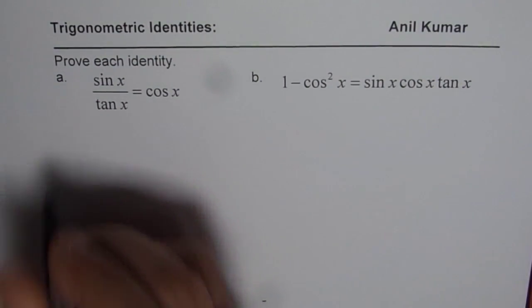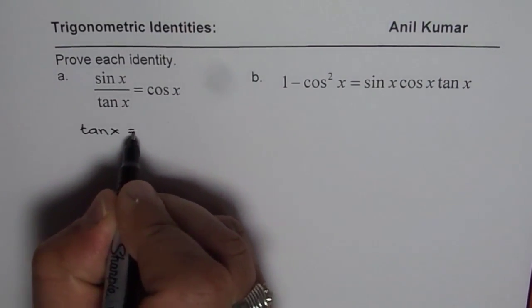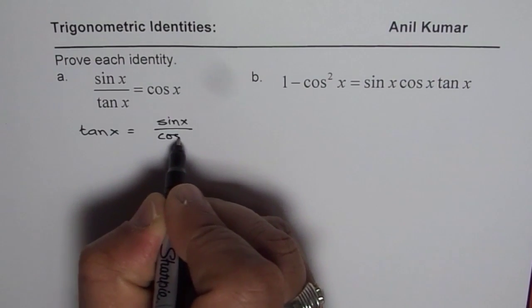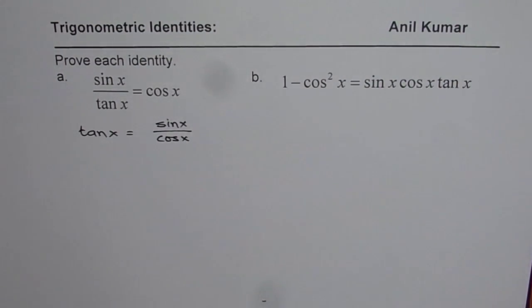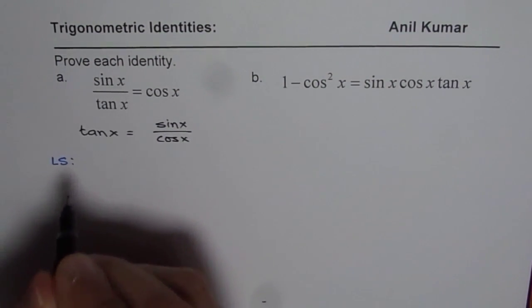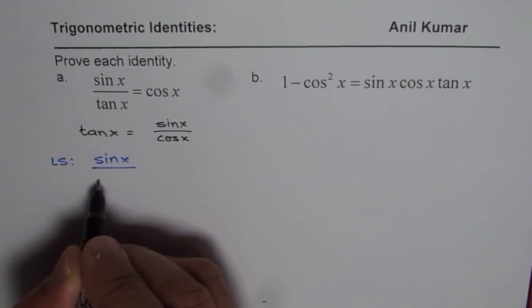As I was saying, you could always say, what is tan x? You know, tan x is sine x divided by cosine x. And that is what we are going to use to prove the identity. So let's begin with the left side. Always begin from one side. So left side is sine x divided by tan x.